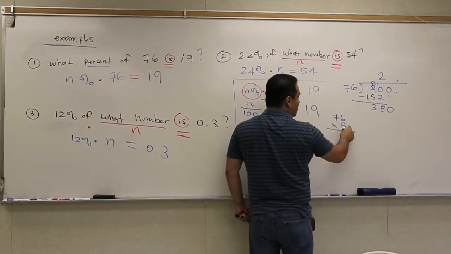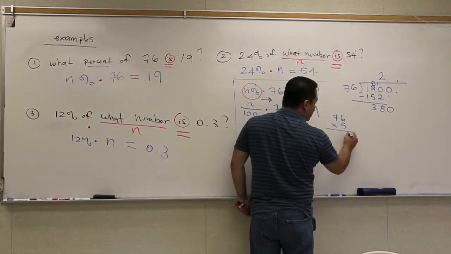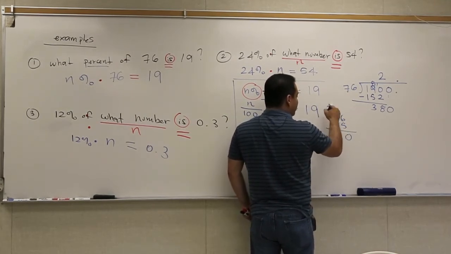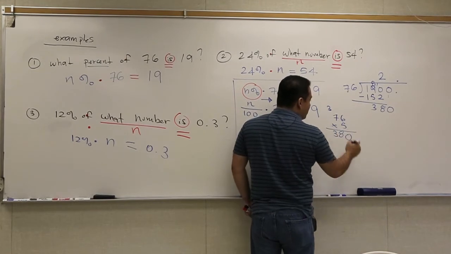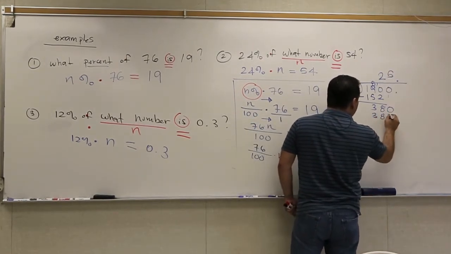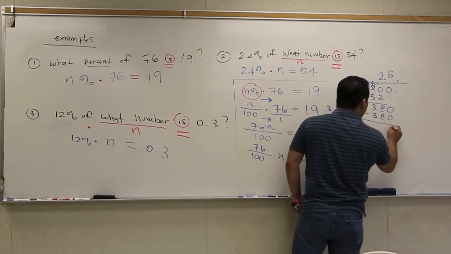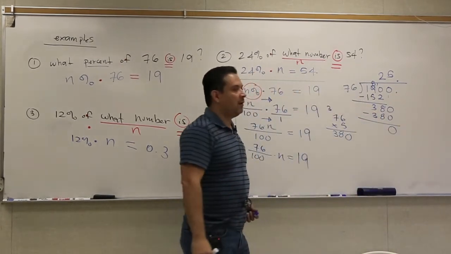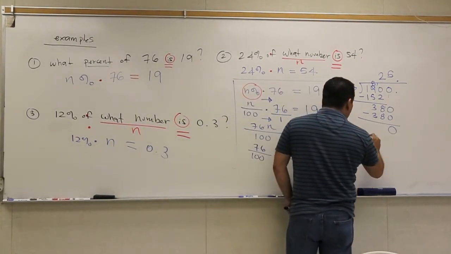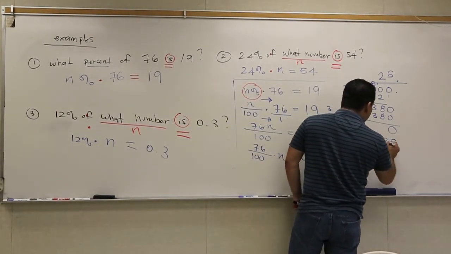Let's double check. 6 times 5 is what? Is that 30? 7 times 5 is 35. 36, 37, 38. Sure enough, what did you guys notice? It is 5. So it's 380. Is that a remainder of 0? You guys with me on this? So n is the value what? 25.